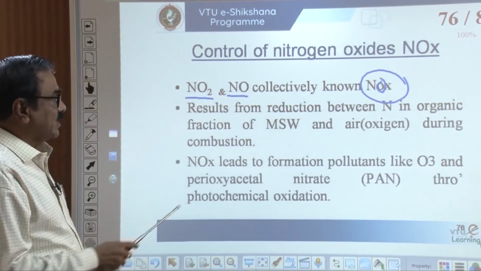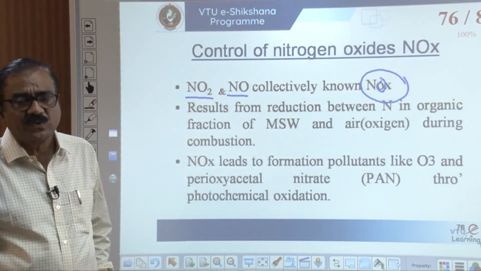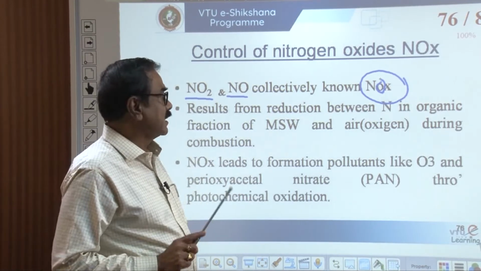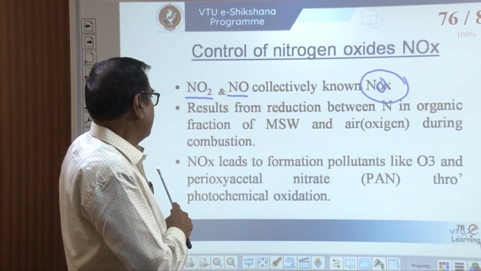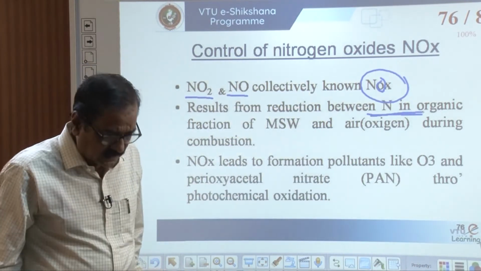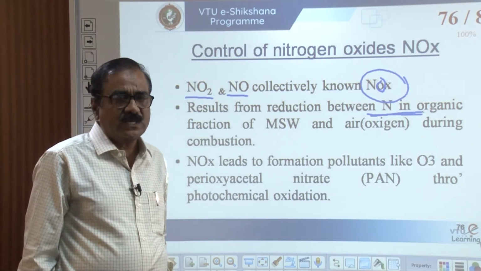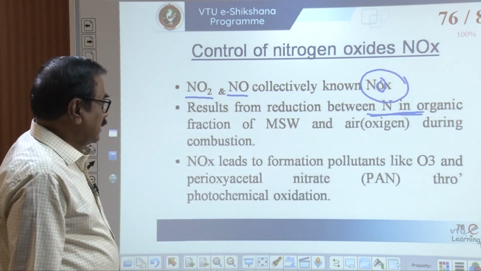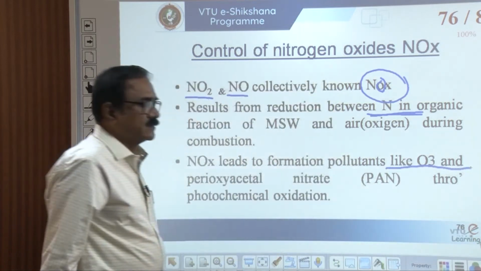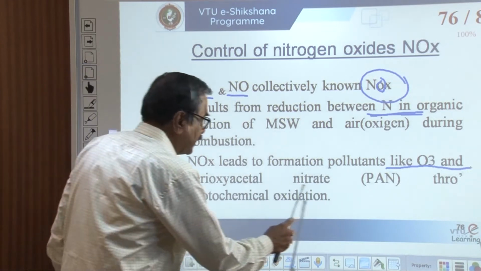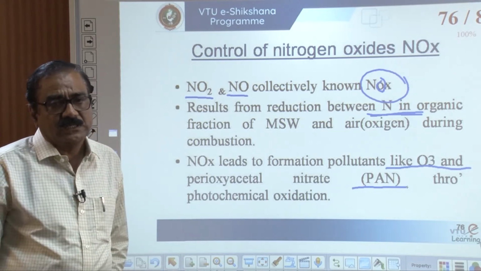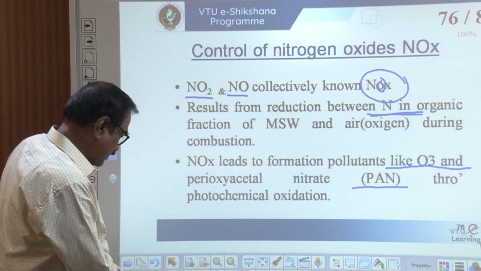They are pollutants. Obviously these are produced during the combustion or burning of the municipal solid waste, mainly because of the organic fraction of the waste containing nitrogen. For example, food waste containing nitrogenous matter will be responsible for the generation of NOx. And another risk with NOx is that they form further pollutants, like ozone and peroxyacetyl nitrate, PAN, through photochemical oxidation. They are also potential pollutants in the atmosphere. So we have to control these.